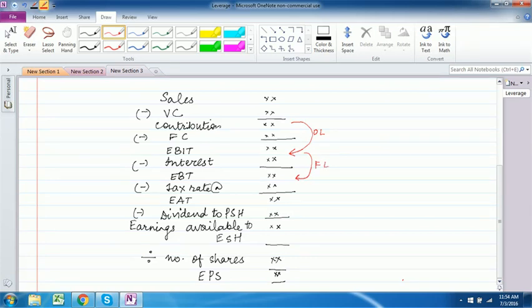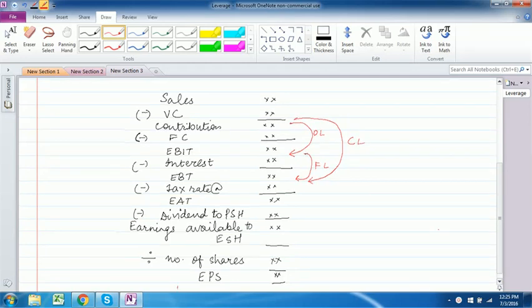How do you calculate the combined leverage? Obviously, it is the multiplication of operating leverage with the financial leverage. This is your combined leverage. So what are the formulas? Operating leverage is contribution divided by EBIT. Financial leverage is EBIT divided by EBT. And combined leverage is contribution divided by EBT. Now the term where your arrow ends is the denominator. So here in this case, EBIT is the denominator.